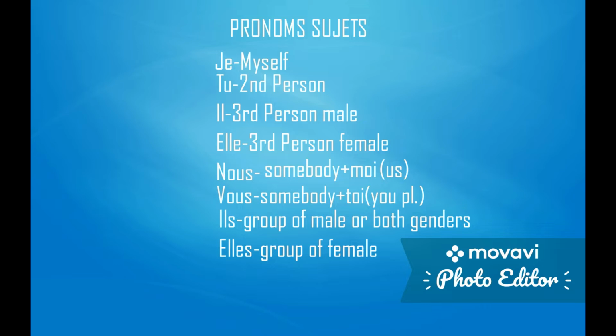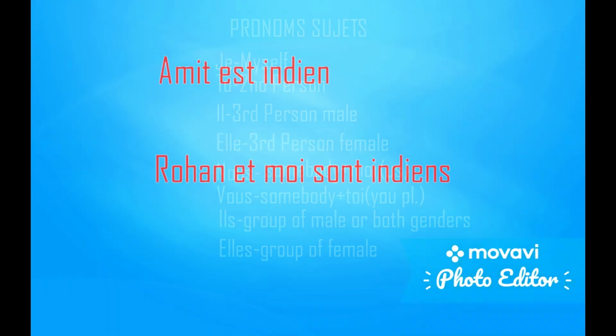Nous is used for somebody plus moi. It literally translates into us. Vous is used for somebody plus toi. It literally translates into you, but it is the plural form. Ils is used for a group of male or both genders. Elles is used for a group of female.